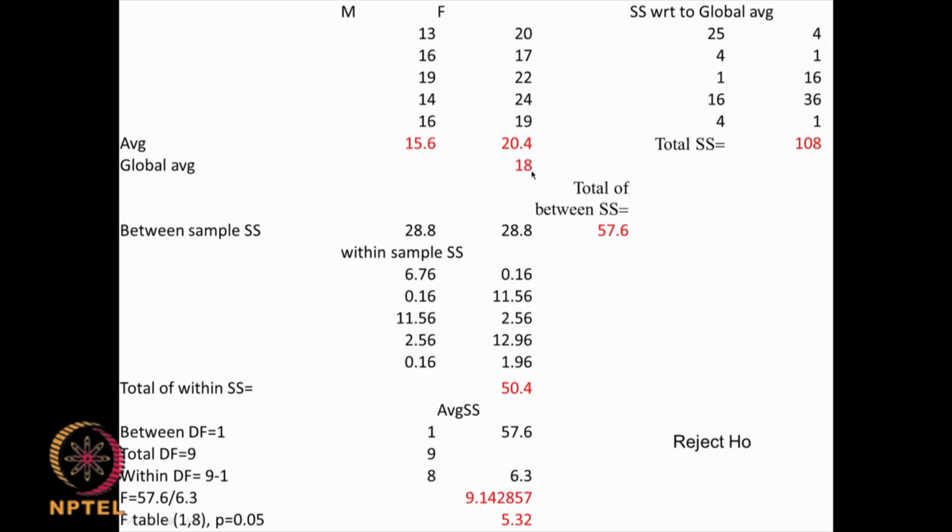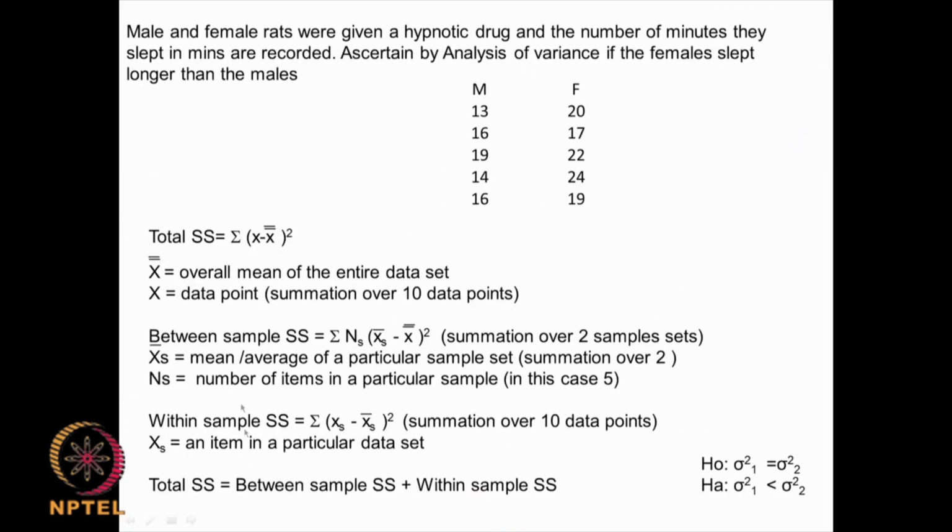20 minus 18 is 2, 2 square is 4, 16 minus 18 is 2, 2 square is 4, 17 minus 18 is 1, 1 square is 1, 19 minus 18 is 1, 1 square is 1, 22 minus 18 is 4, 4 square is 16, 14 minus 18 is 4, 4 square is 16, 24 minus 18 is 6, 6 square is 36, 16 minus 18 is 2, 2 square is 4, 19 minus 18 is 1, 1 square. So, I add up all these, that will give you total sum of squares. Okay. That is the total sum of squares I got.